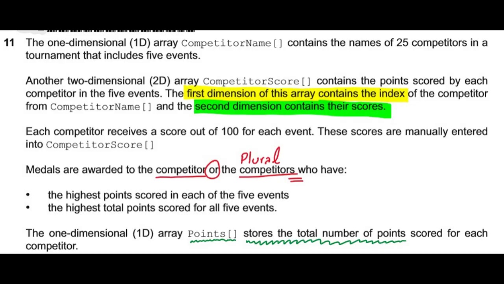Then it says medals are awarded to the competitor or competitors. So there is a possibility of plural medalists who have the highest point score in each of the 5 events, and the highest total point score for all 5 events. So understand these 2 points: the highest point score in each of the 5 events, so we need to award the player of the match, and secondly we need to award the player of the tournament, the highest total point score for all 5 events.